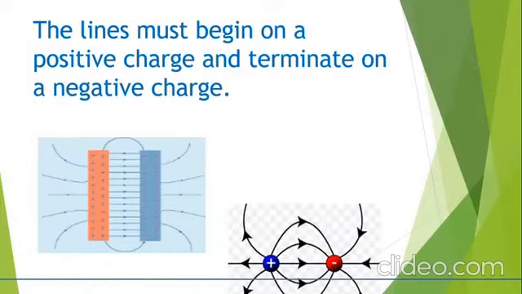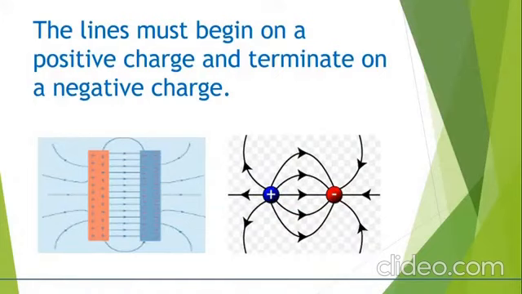Also, we have two charges, one positive and the other negative. Here we can observe the electric field lines, indicated by an arrowhead, directed from the positive toward the negative charge.